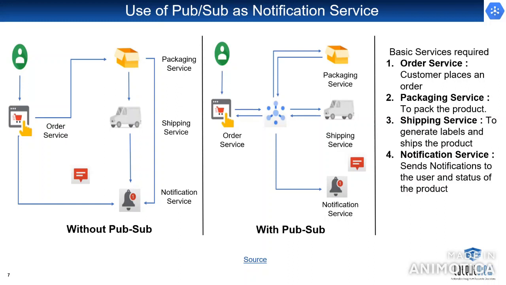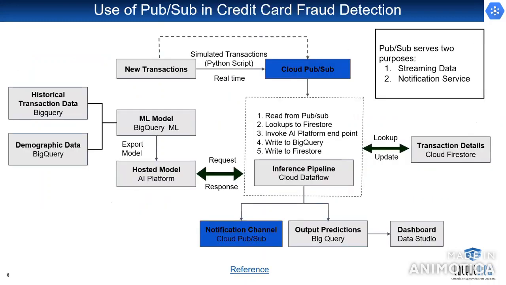So here, for example, we'll take the order service. We'll create a topic called order, and it will have 2 subscriptions, namely packaging service and notification service. Similarly, each service will have 1 topic and 2 subscriptions. Okay, that was how PubSub can be used as a notification service.